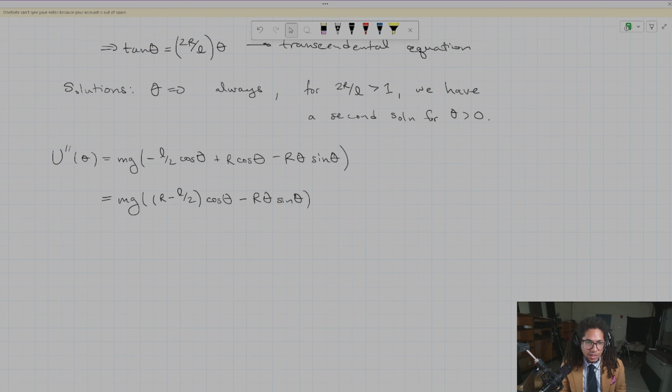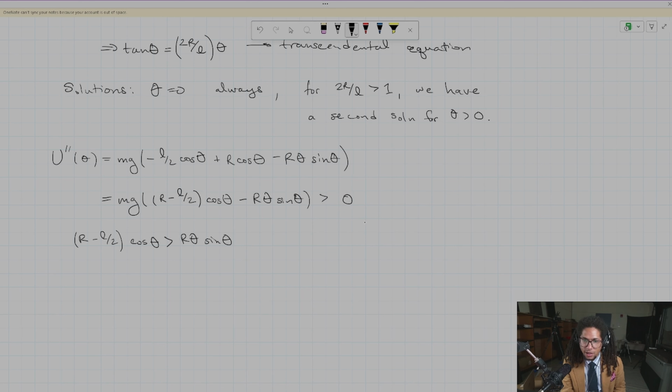So let's see, when is this greater than 0? Let me write in greater than 0, and we'll just see when this condition is true. Once again, I can divide by a positive, so I can divide by mg. So this is when r minus L over 2 cos theta is greater than r theta sine theta.